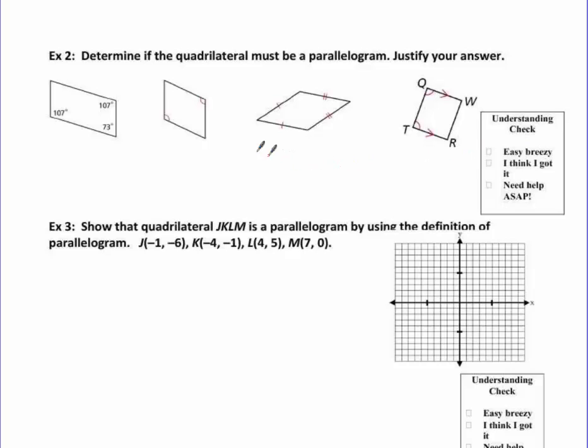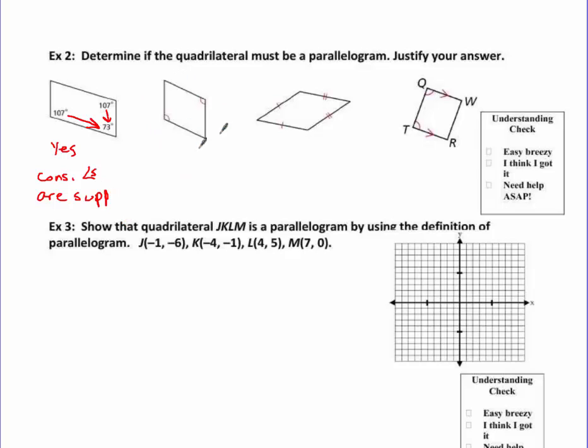All right, a couple of quick examples. Determine if the quadrilateral must be a parallelogram, and then justify your answer. So we're going to say yes it is or no it isn't, and then we're going to say why. So first one, we have a quadrilateral with 3 angles given to us. Well, these 2 angles added together add up to 180. And these 2 angles added together add up to 180. So yes, this is a parallelogram, and it's because the consecutive angles are supplementary.